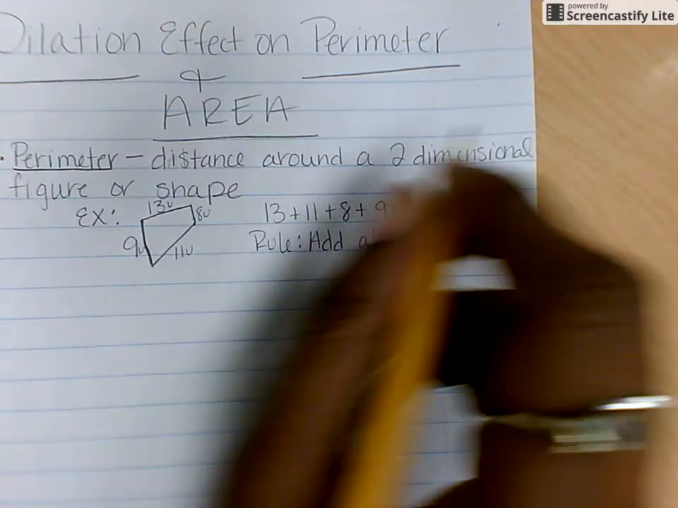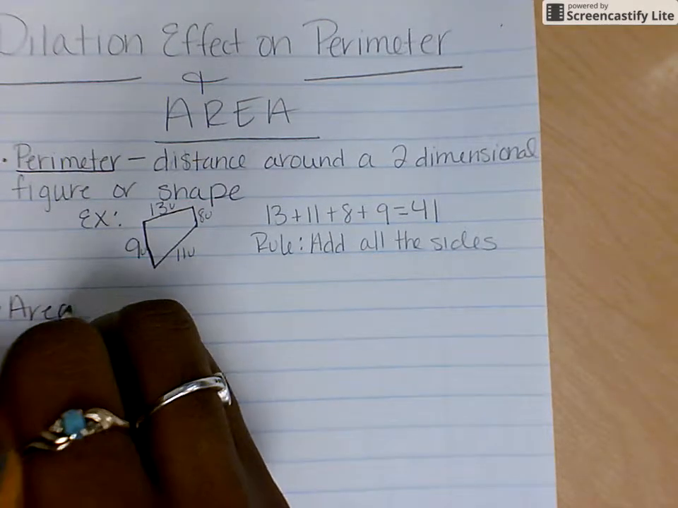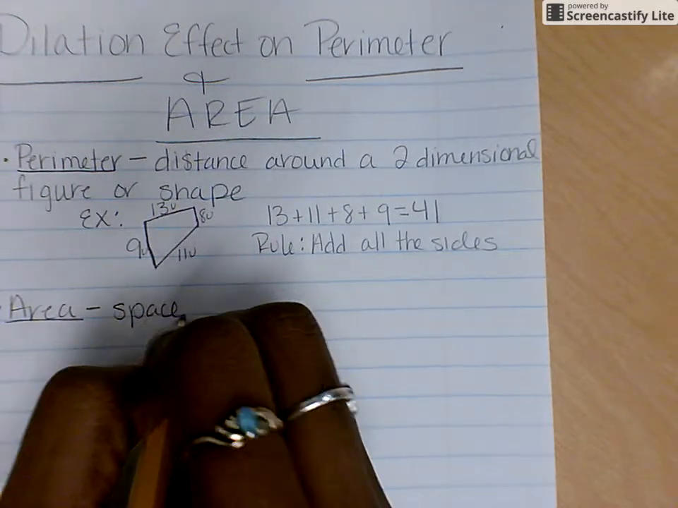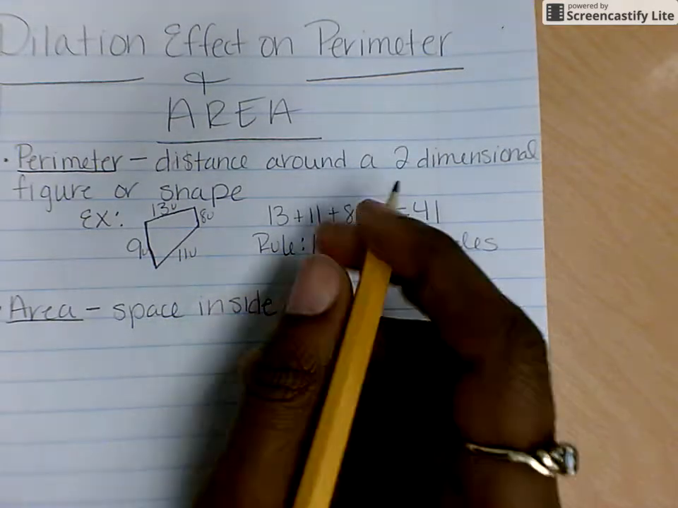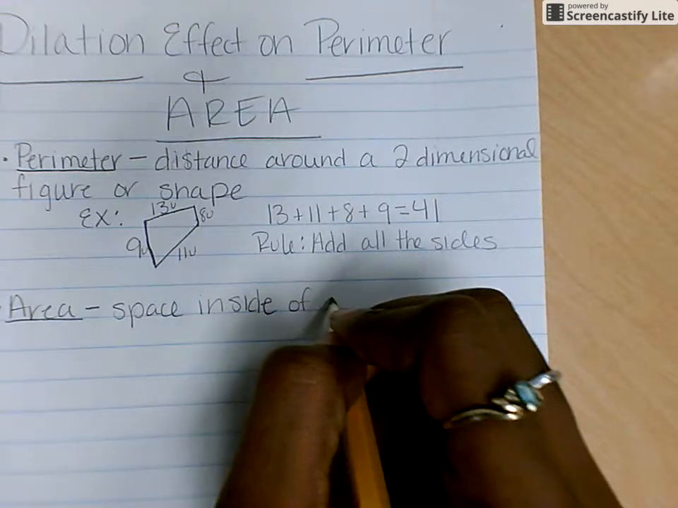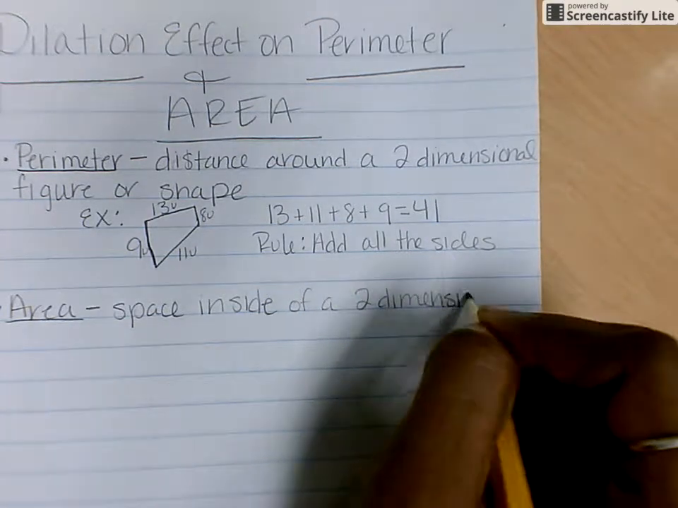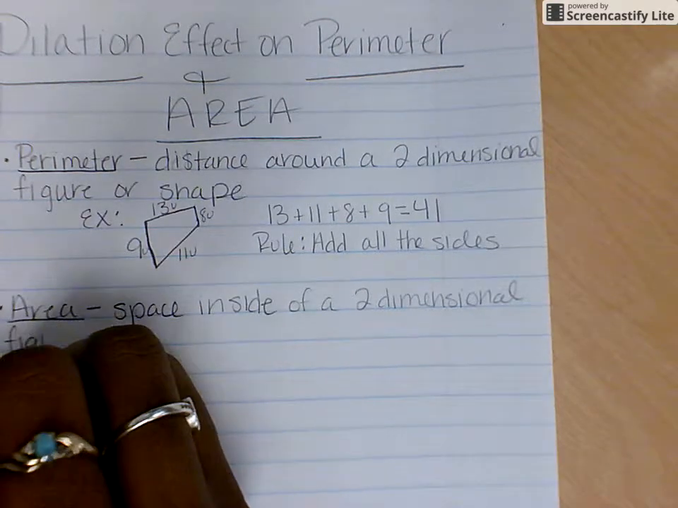right? Area. Another refresher from 7th grade. Area is space inside. So perimeter was around. Area is space on the inside of a two-dimensional figure or shape.